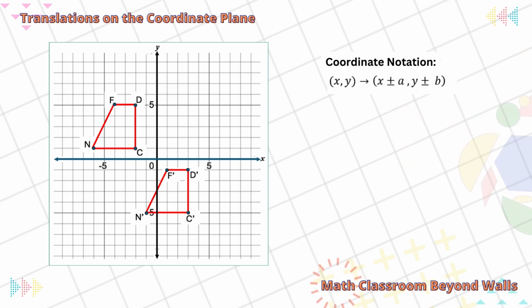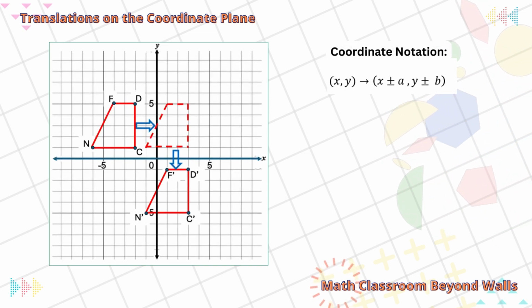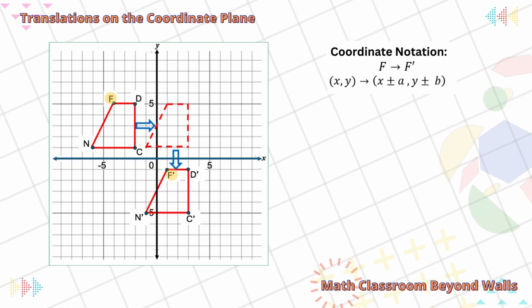We will use the example that we have started here and come up with the translation rule that mapped quadrilateral NFDC, the preimage, to quadrilateral N prime, F prime, D prime, C prime, the image. Let us look at this illustration again and trace what motions took place. We will focus on a pair of corresponding vertices, points F and F prime.